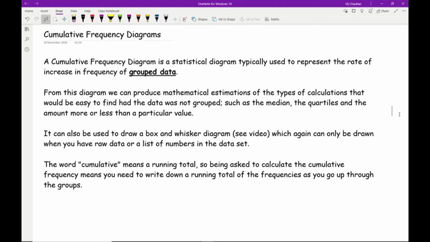Now it can also be used to draw a box and whisker diagram, see a previous video if you're not sure what a box and whisker diagram is, which can only be drawn once you have raw data or a list of numbers in the data set. Now the word cumulative means a running total. So being asked to calculate the cumulative frequency means you need to write down the running total of the frequencies as you go up through the groups.